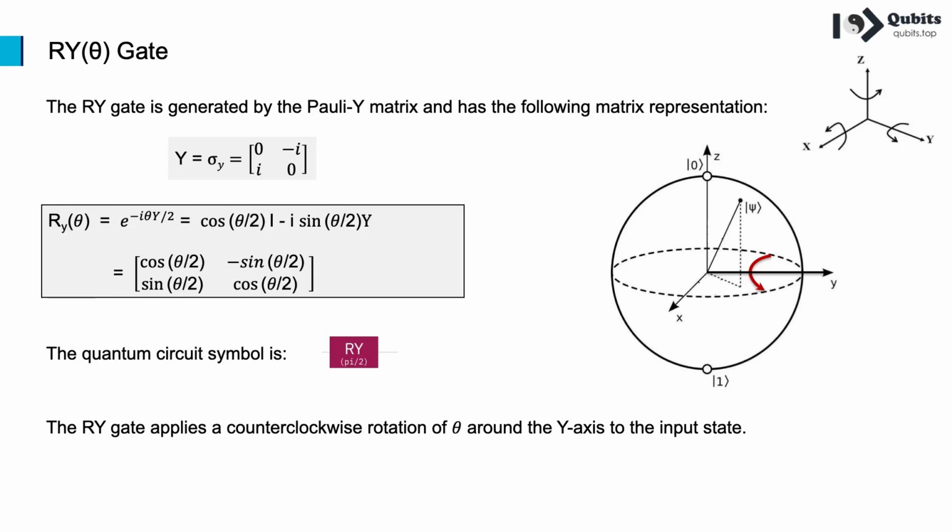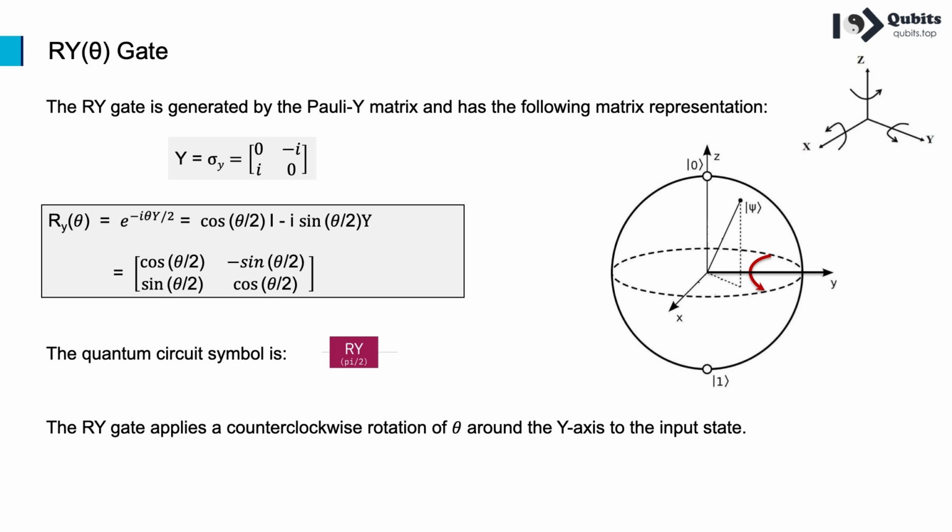The RY gate is generated by the Pauli Y matrix. In a quantum circuit, the RY gate is often represented by a box with the letter RY inside it, followed by the parameter theta in parentheses. The wire representing the qubit to which the gate is applied is connected to the box. This symbol helps to visually communicate the operation being performed on the qubit.